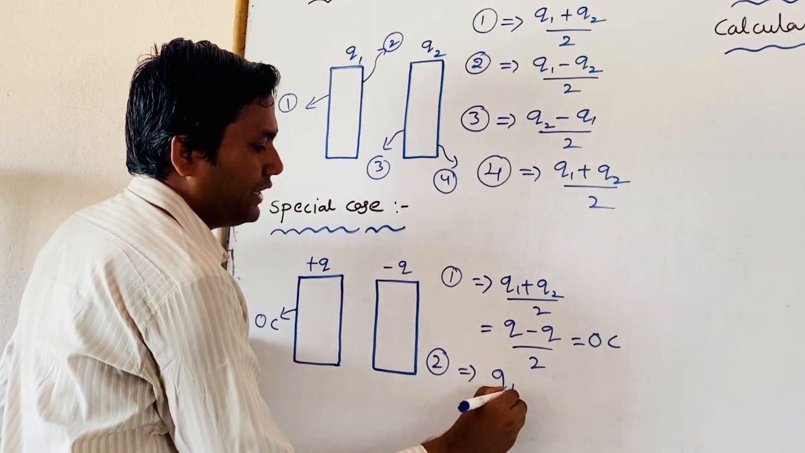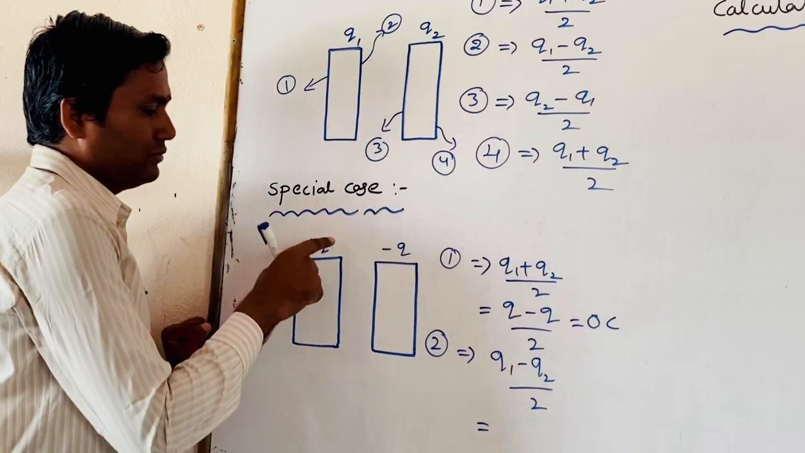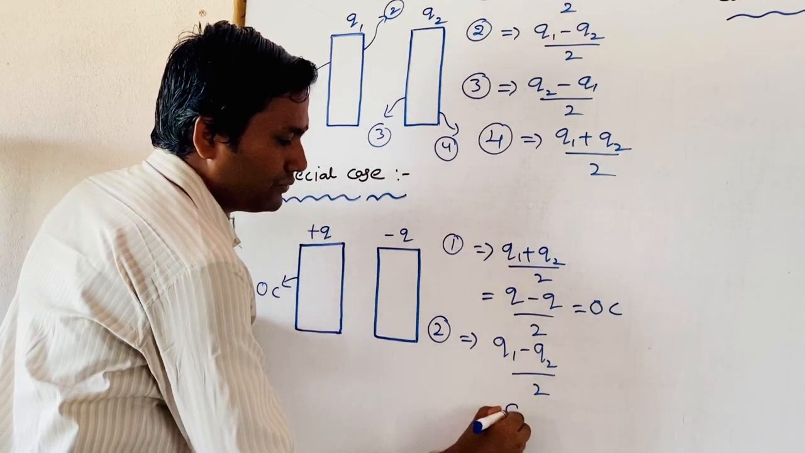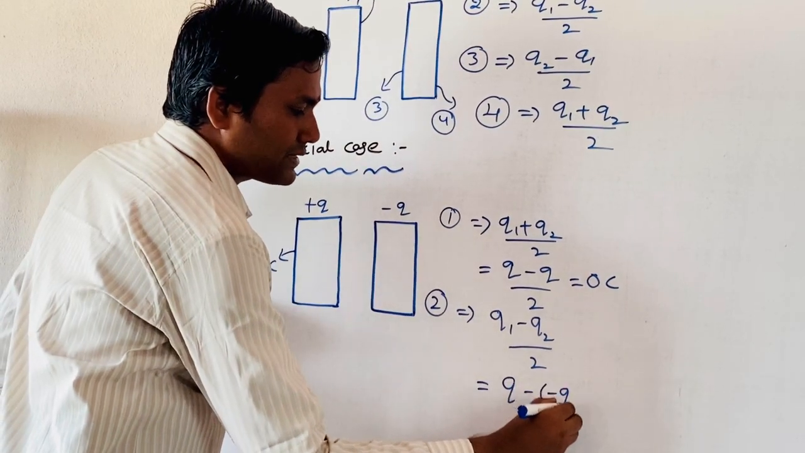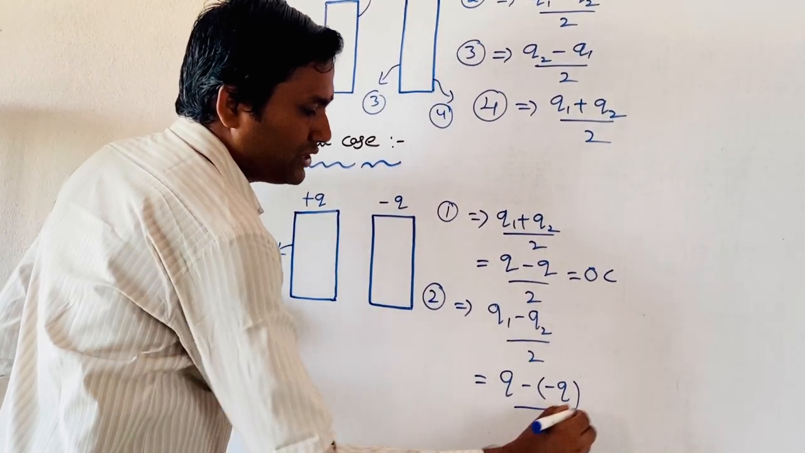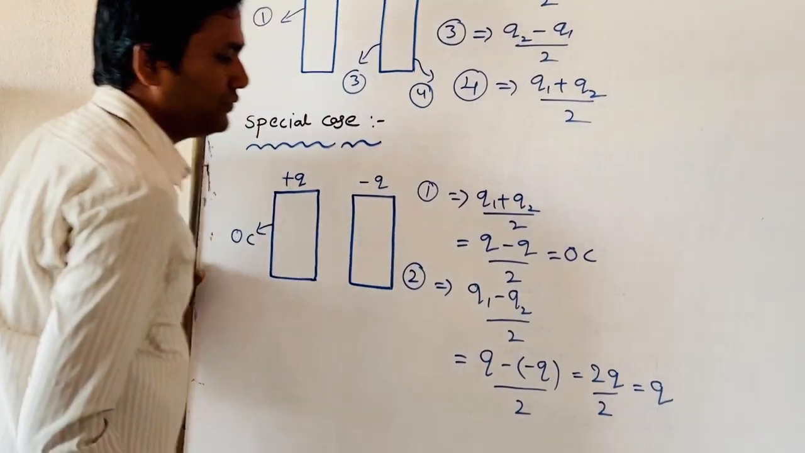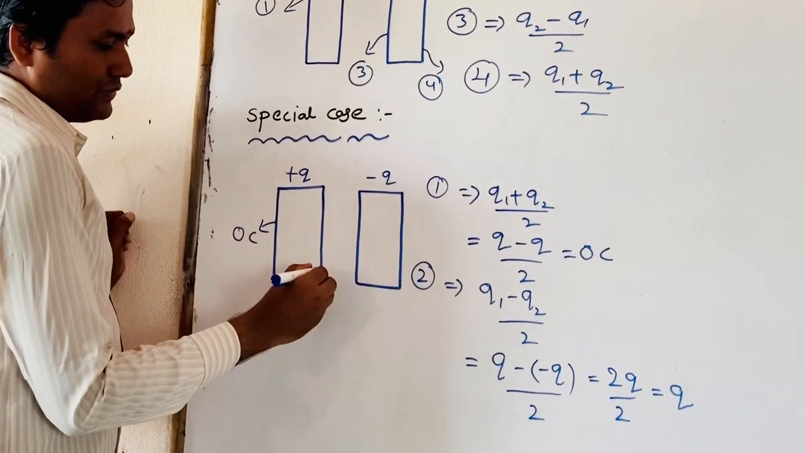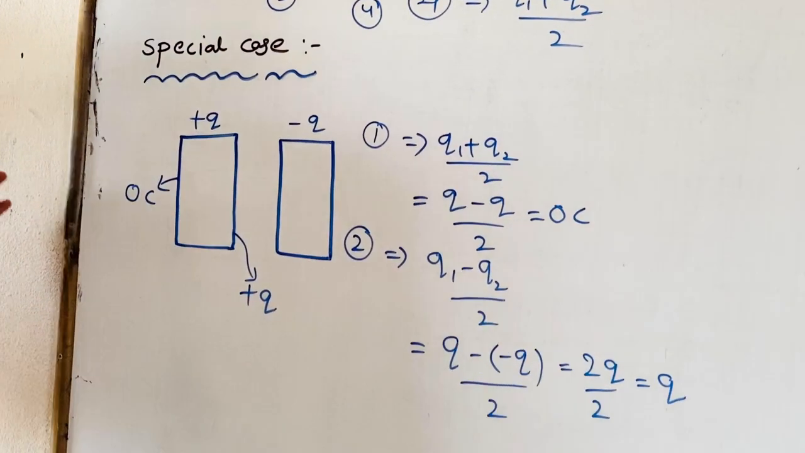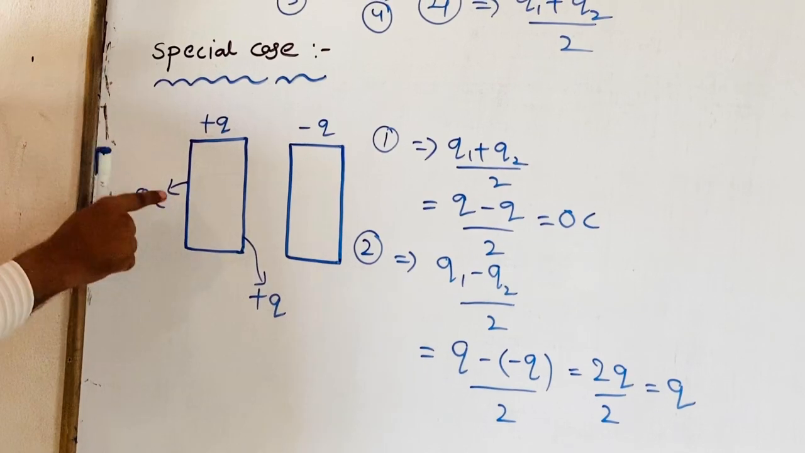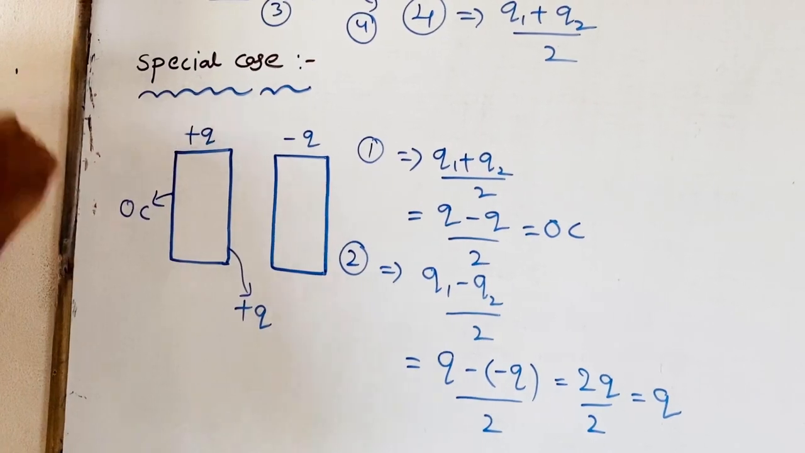Q1 minus q2 by 2. So what is q1? Q1 is equal to plus q minus of, what is q2? Q2 also minus q by 2, that is equal to 2q by 2, that is equal to q. Now what is the charge on the surface? So this is plus q. Nothing but the total charge that we are giving for the surface, total like on this side, there is no charge on this surface.